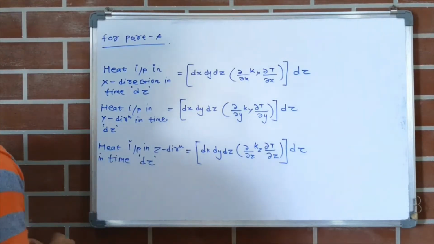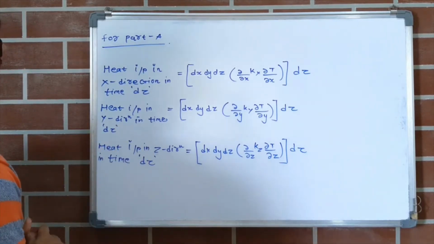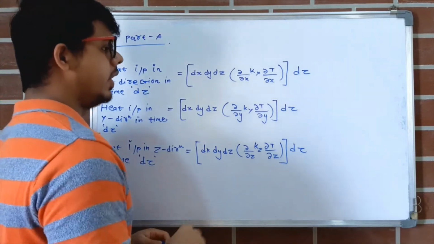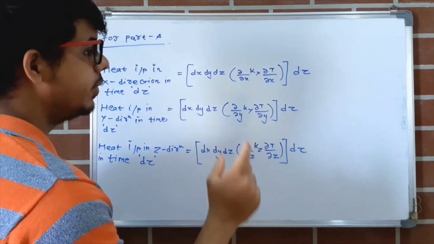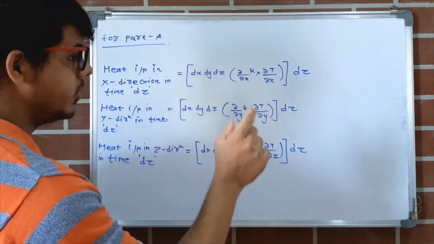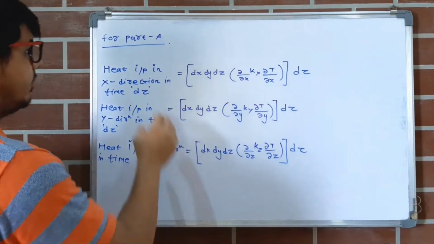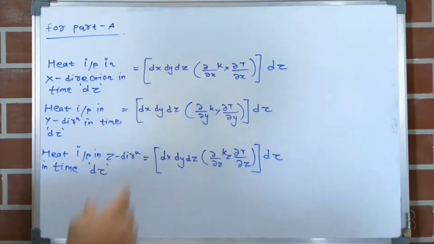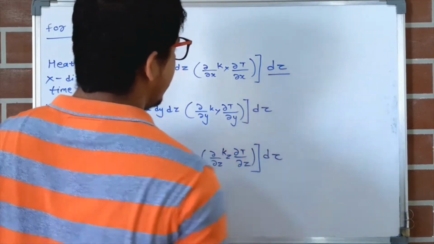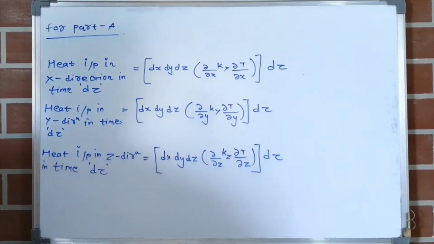Before starting today's topic, one thing I forgot to say in the previous video on the general heat conduction equation in Cartesian form: we had derived that equation for unit time. Now if we want to derive that equation for a small time interval, let's say d tau, then we have to multiply the equations of part A, part B and part C with the small time interval d tau. Nothing else to do, you just multiply d tau with the equations of part A, part B and part C. Here I will show part A, and then part B and part C.